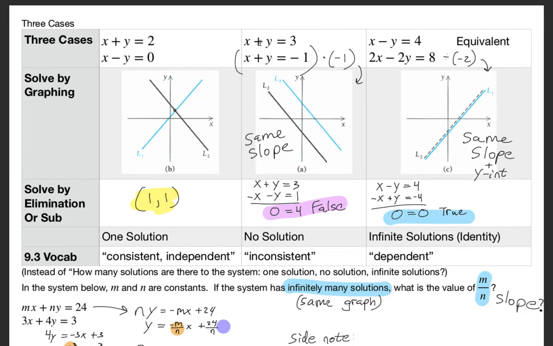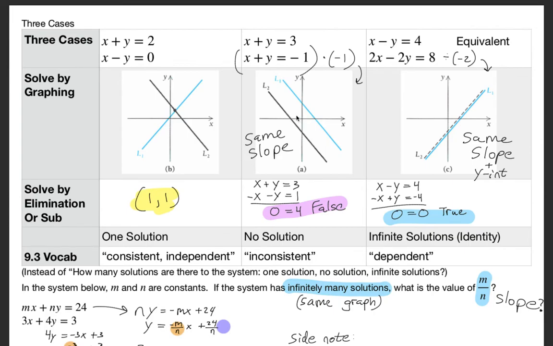Here is a case we haven't seen yet. If you try to graph these, you get two lines and there are no intersections anywhere. They have the same slope, different y-intercept, but same slope. And so you're like, well, that method failed me. I can't find any intersections, so I can't find any solutions.